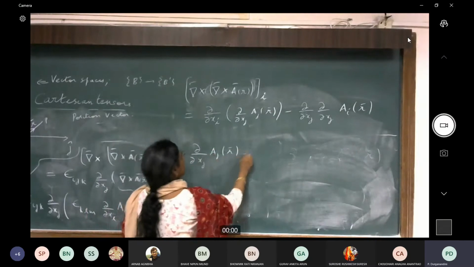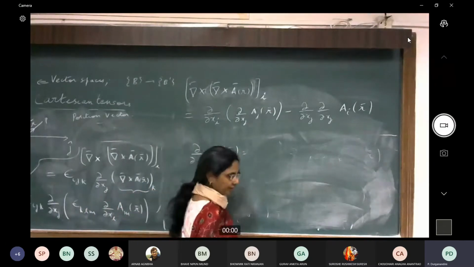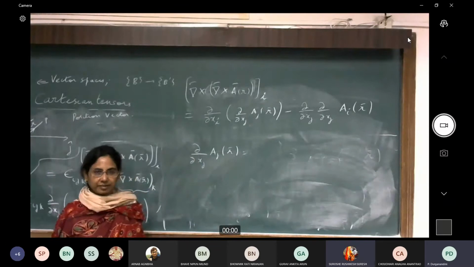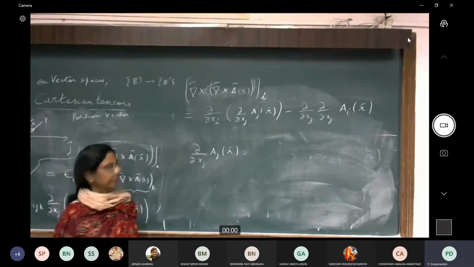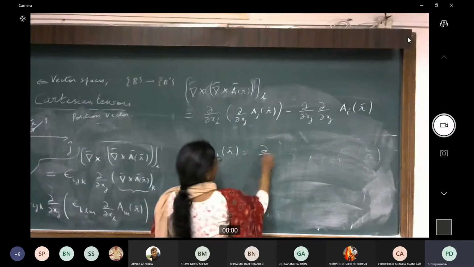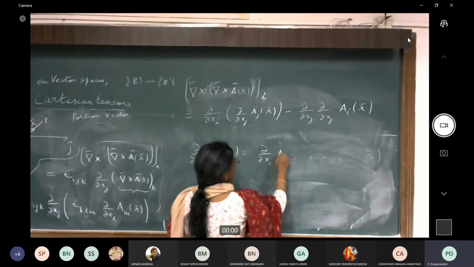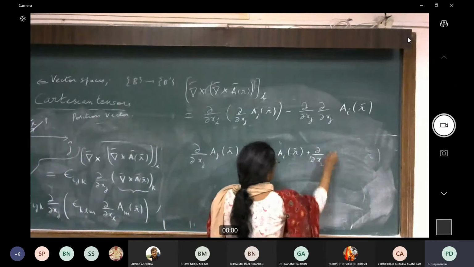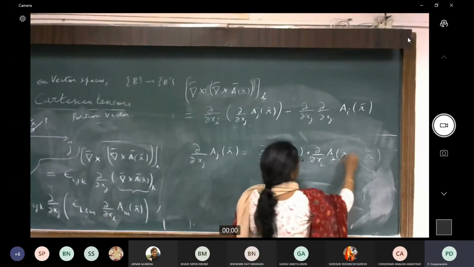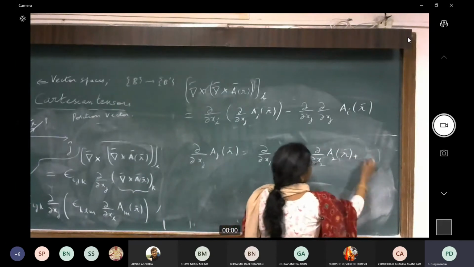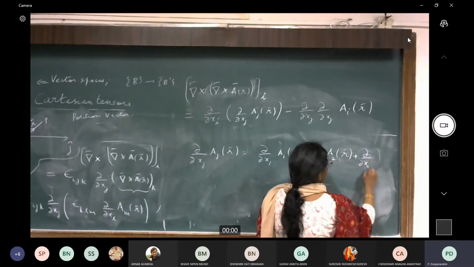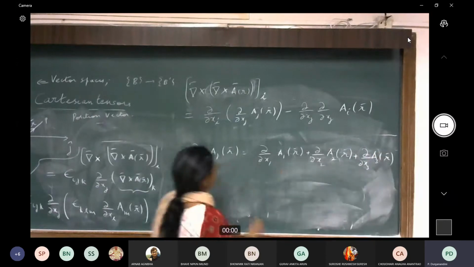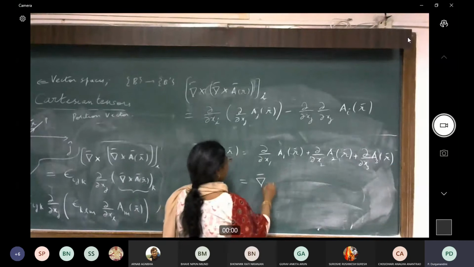Del dot A. Yeah, exactly. Because see, this is by definition nothing but del by del x1 of A1 of r plus del by del x2 of A2 of r plus del by del x3 of A3 of r. I'm writing this explicitly because I know students have problems with this, so I thought that at least once one should see it explicitly. But this is nothing but your divergence of A.